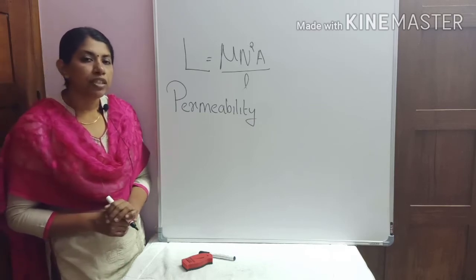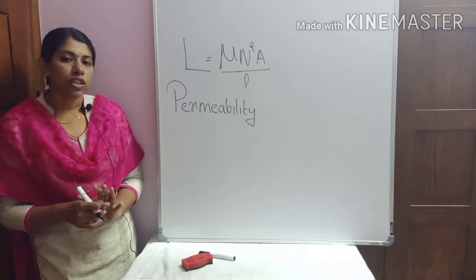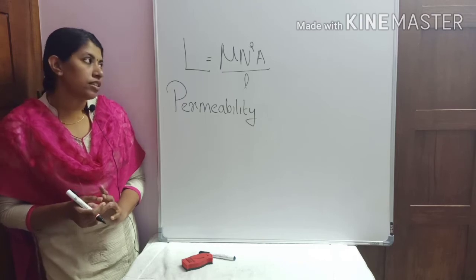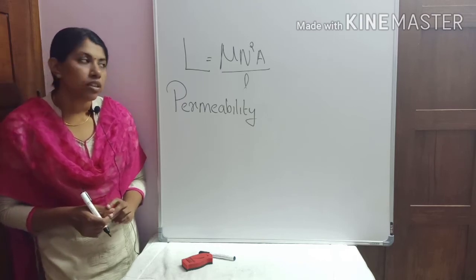Now we have completed discussing the factors which inductance depends upon. Which all are the factors? First one is the length, then area of cross section, then number of turns, and then permeability of the core.